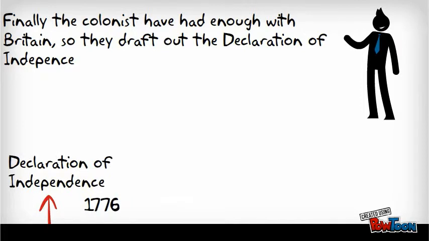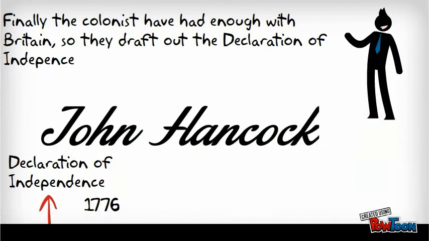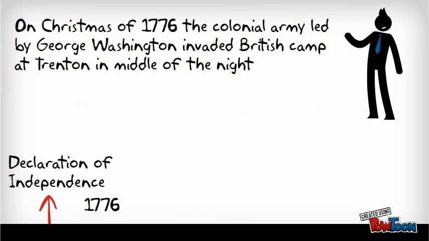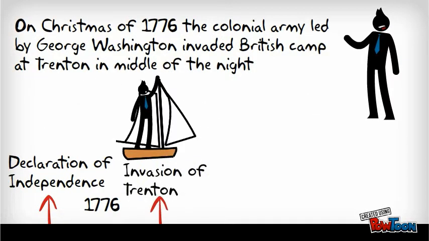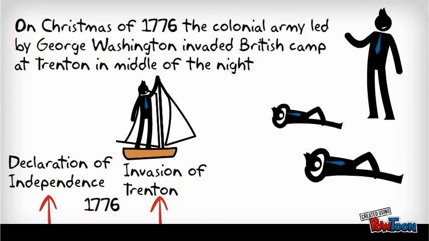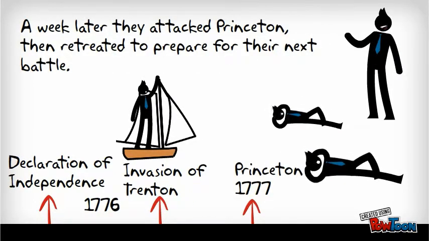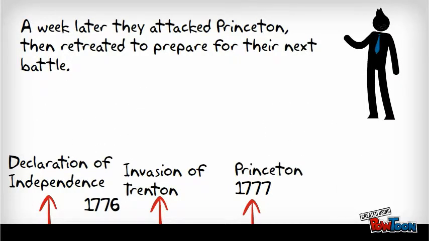Finally, the colonists have had enough with Britain, so they draft out the Declaration of Independence. On Christmas of 1776, the colonial army, led by George Washington, invaded the British camp at Trenton in the middle of the night. A week later, they attacked Princeton, then retreated to prepare for their next battle.